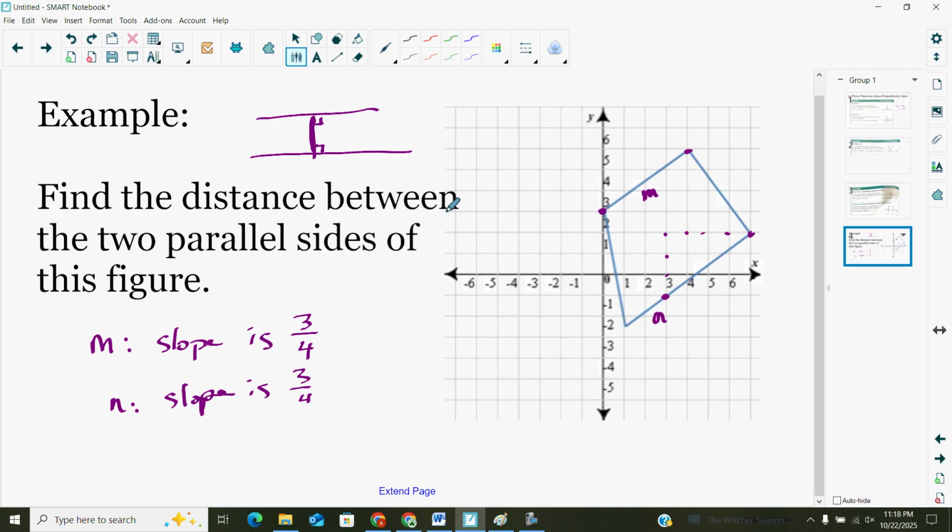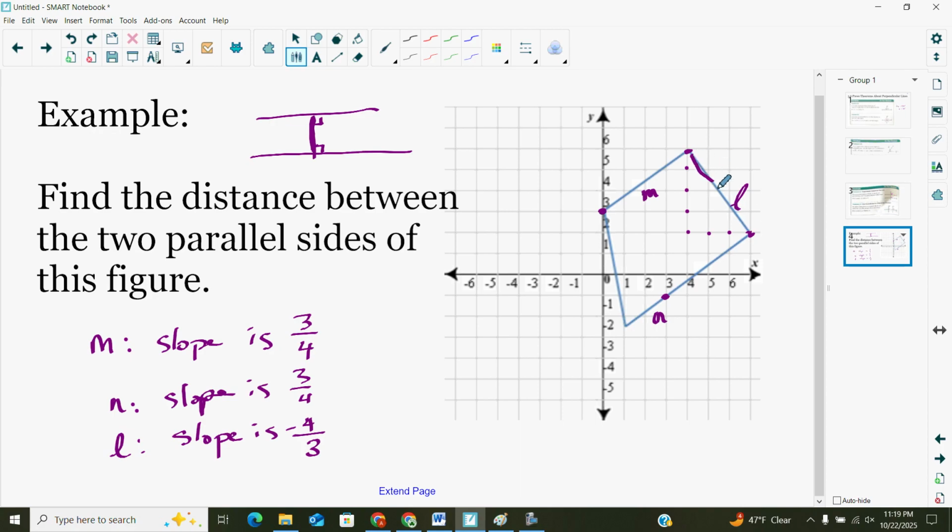To get the distance between them, we need the perpendicular line. Well, this side over here appears as though it might be perpendicular. Let's call this line L, and let's check to see if that is a perpendicular line. We're going down 1, 2, 3, 4 over 1, 2, 3. Notice our slope is indeed the opposite reciprocal of both lines M and N. So this line is perpendicular here.